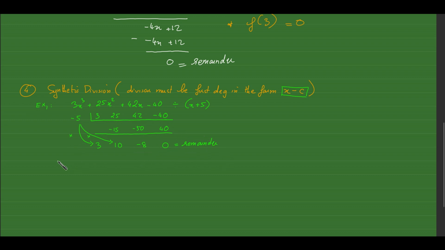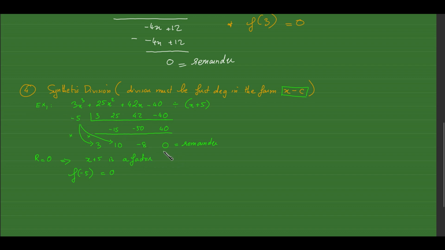It means the remainder equals 0, which means that x plus 5 is a factor. According to the remainder theorem, it also means that f of minus 5 equals 0. There you go. That is how you use synthetic division to determine whether a polynomial is a factor of the dividend polynomial. So that's how you do it.